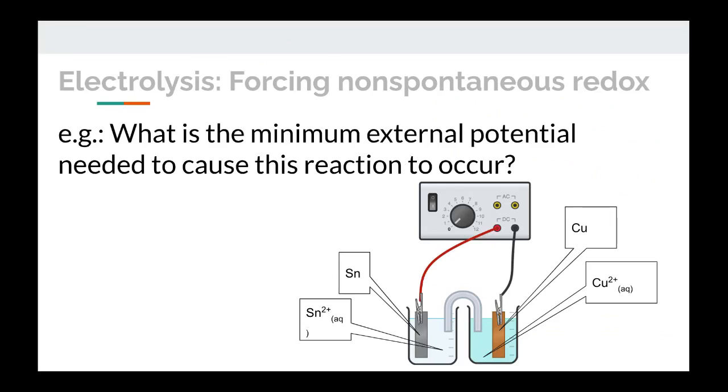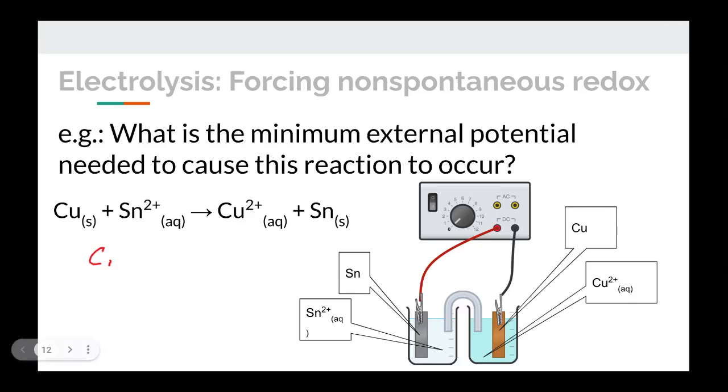This is taking a non-spontaneous redox reaction and forcing it to occur by adding energy from an outside current source. So the question here is, what's the minimum external potential needed to cause this reaction to occur, where copper is oxidizing and tin 2+ is reducing? In half reaction form, this is copper oxidizing to copper 2+ and releasing 2 electrons. That oxidation potential is minus 0.34 because the reduction for the reverse reaction is positive 0.34 volts. We've seen that a few times.